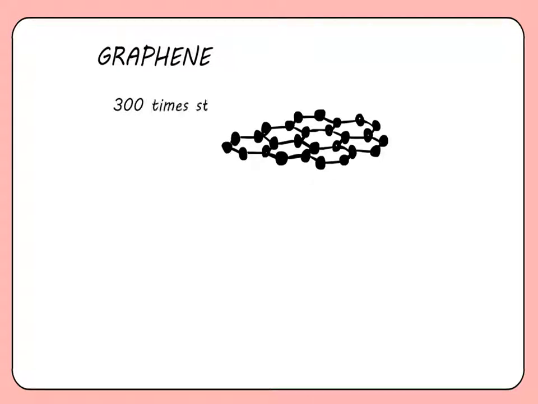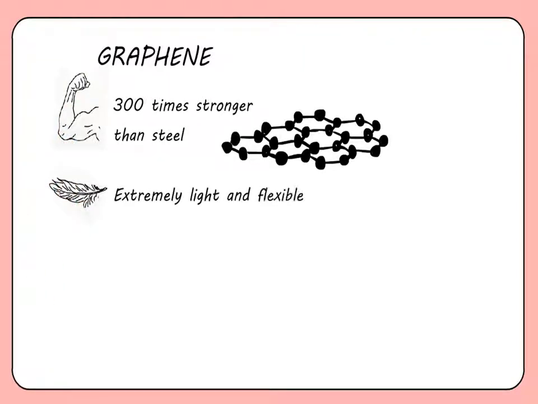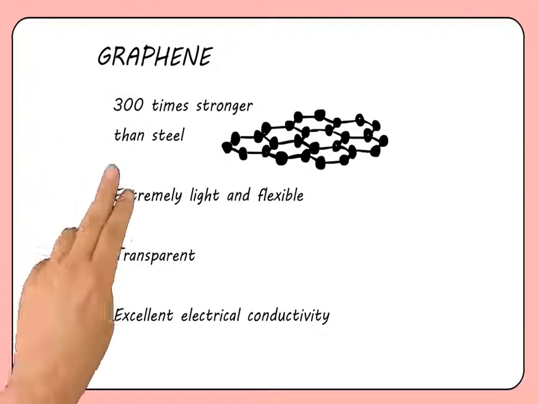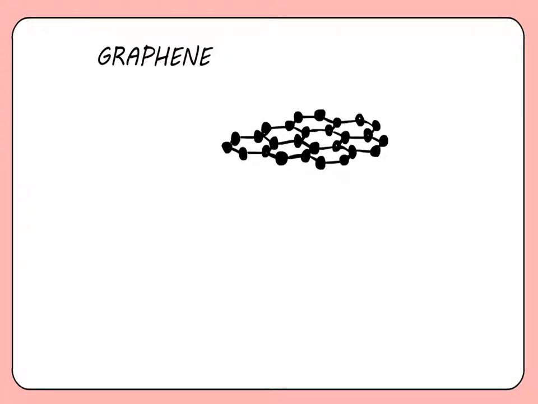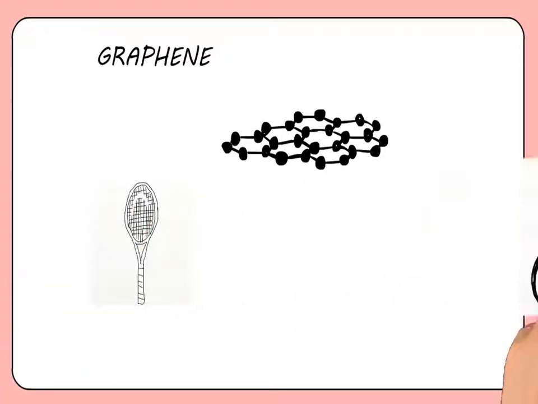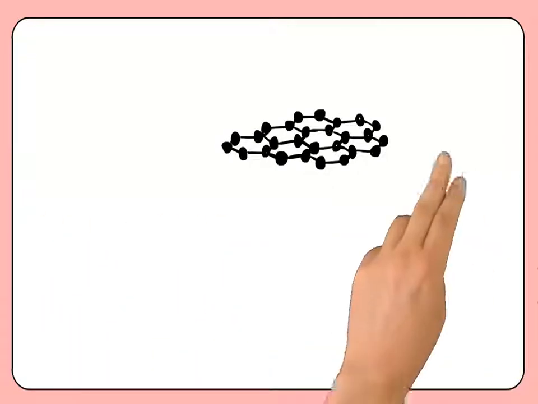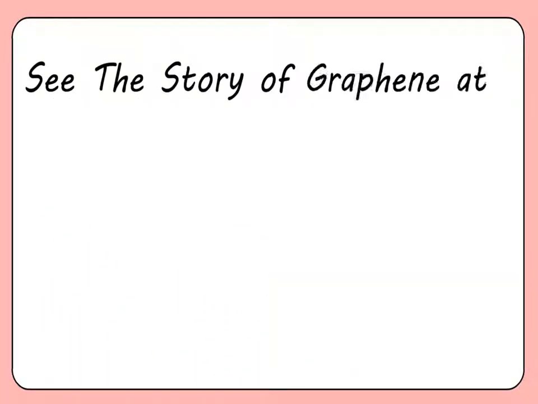It is around 300 times stronger than steel. It is extremely light, is flexible, transparent, and can conduct electricity better than copper. The first products made from graphene are starting to appear, and these include tennis rackets and cycling equipment. We are likely to see many more products using this remarkable material in the future.